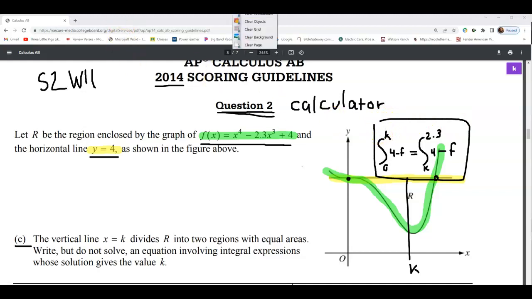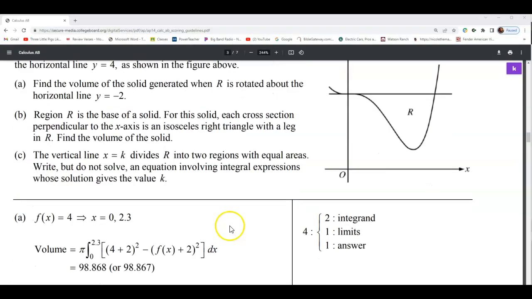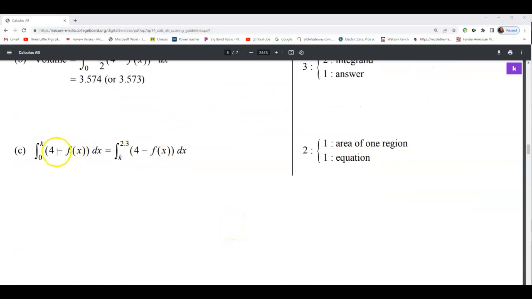And let's take a look at how they're grading this thing here. You get 1 point for the area of one region. So if you basically knew that it was 4 minus f of x, I think that's good enough. That would be what they're talking about there, just how to find the area top minus bottom, and then having the equation present there. This is a really strange way of grading it, honestly. I'm not too sure, but needless to say, it's 2 points.